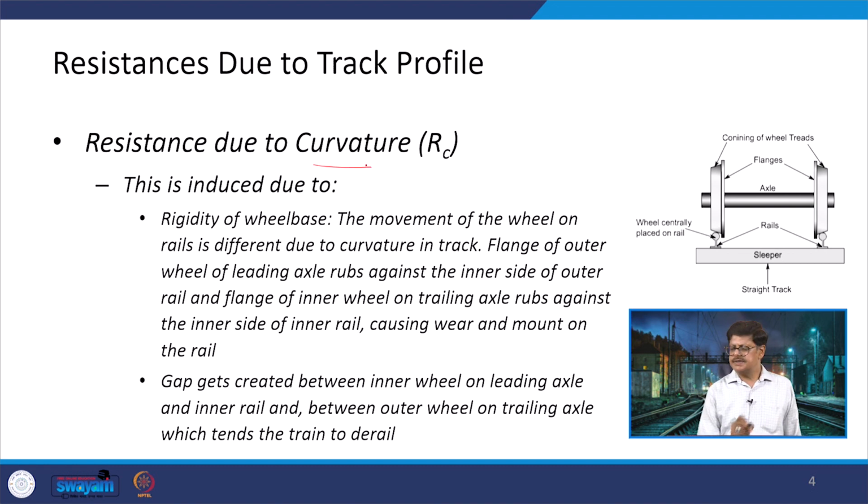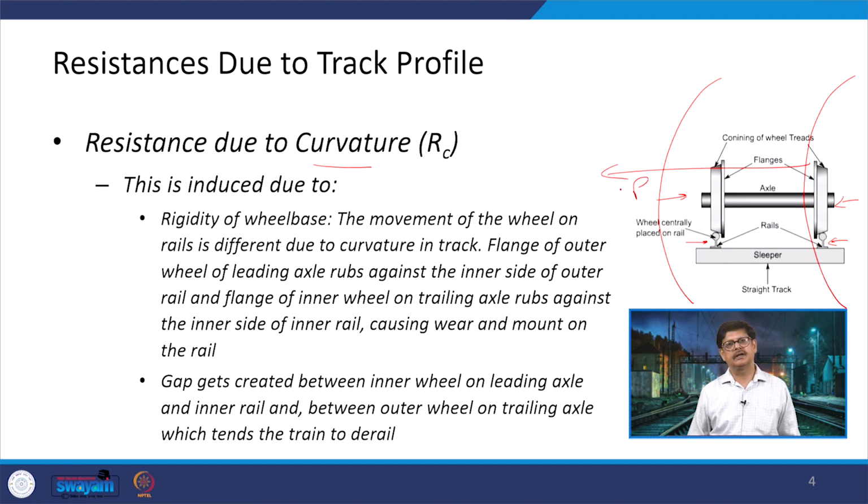Now, when we are talking about this resistance due to curvature, we have already discussed certain things when we were talking about the coning of wheels. There is a sleeper, at the top of that there are rails, and at the top of rails there are wheels and axles which are moving. When there is a curved section and the train starts moving on this, then the centrifugal force starts acting outwards, which shifts these wheels towards the outer rail, and that creates more diameter movement on the outer rail as compared to the inner rail.